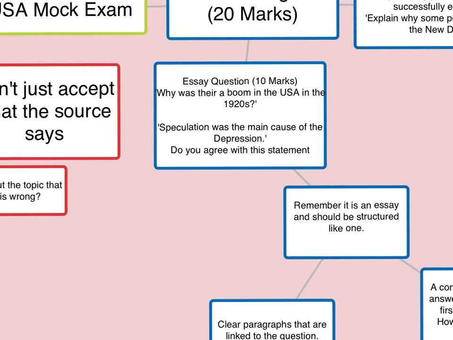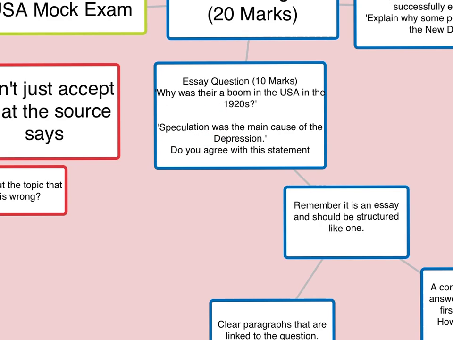And finally is the essay question. That's for 10 marks. Why was there a boom in the USA in the 1920s? Speculation was the main cause of the Depression. Occasionally, obviously, the most simple form is a simple question like that. Why was there a boom? Several answers are available. You write about 3 or 4 reasons. Conclusion, done. But this type of question is slightly different, where they'll give you one of the reasons.